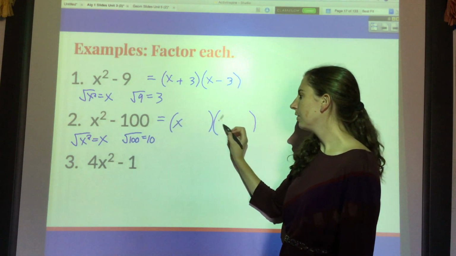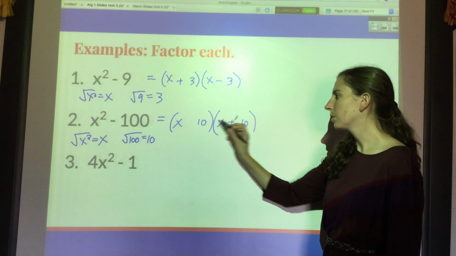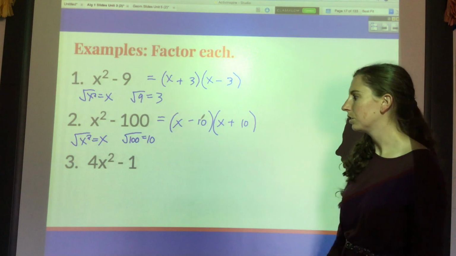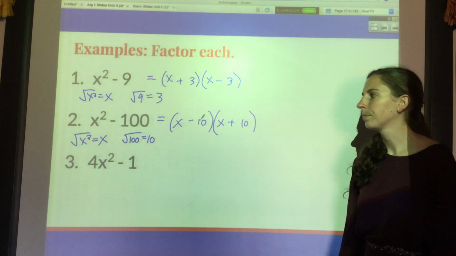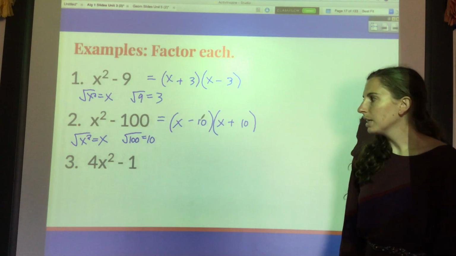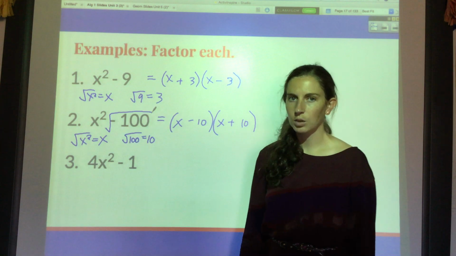So put x in the front of both, put 10 in the back of both, and make one plus, make one minus. It doesn't matter which one, just make one plus, make one minus, and there we go, there's my two factors.